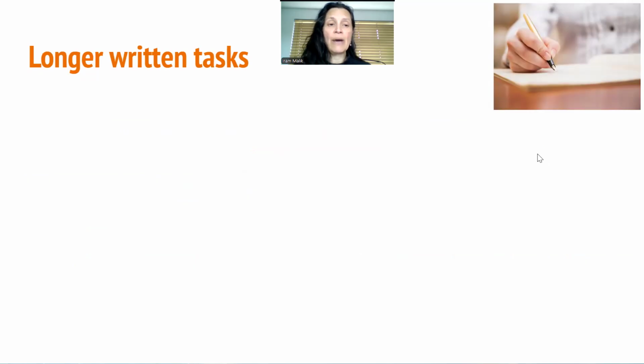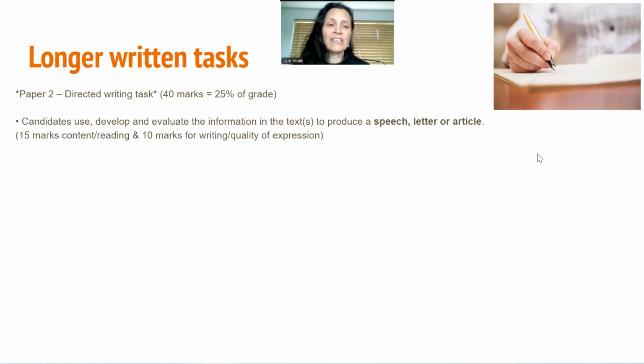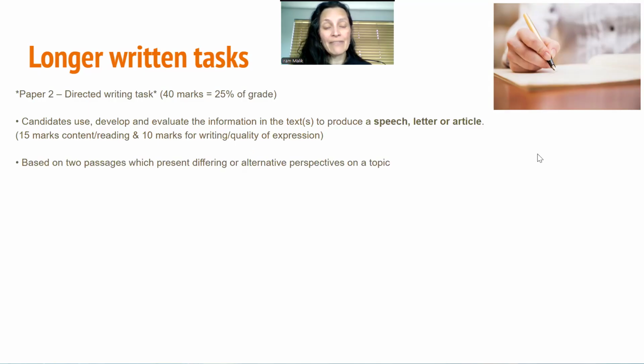So let's take a look now at the directed writing task on paper 2. This task is worth 40 marks, which is a whopping 25% of your overall grade. Candidates are expected to use, develop, and evaluate information in 2 texts which they're presented with to create a discursive or argumentative and sometimes a persuasive speech, letter, or article. And those are the only 3 text types that you might be asked to write for this task.